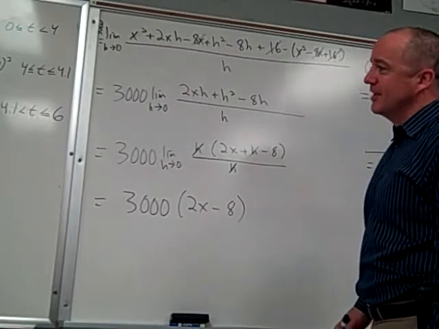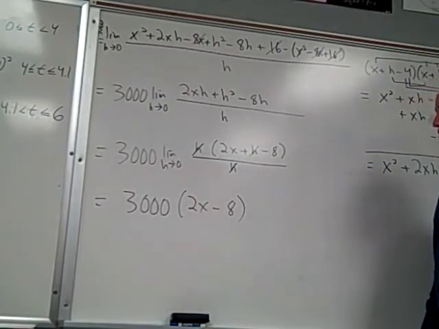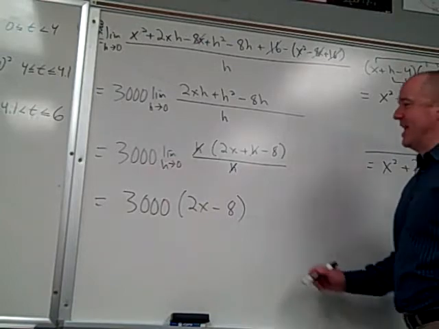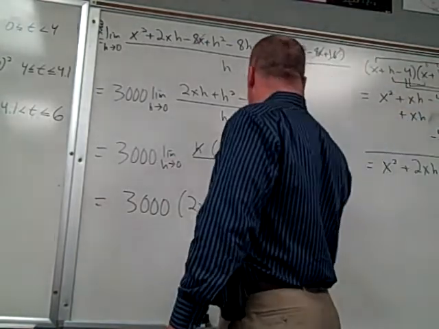Okay. Now, you put the 3,000. Now check. Okay, now this is my f prime of x.